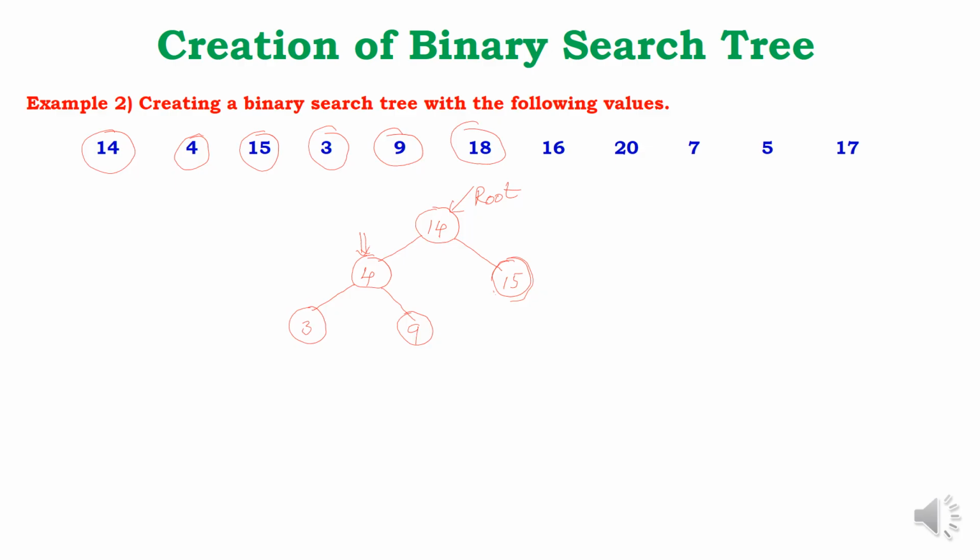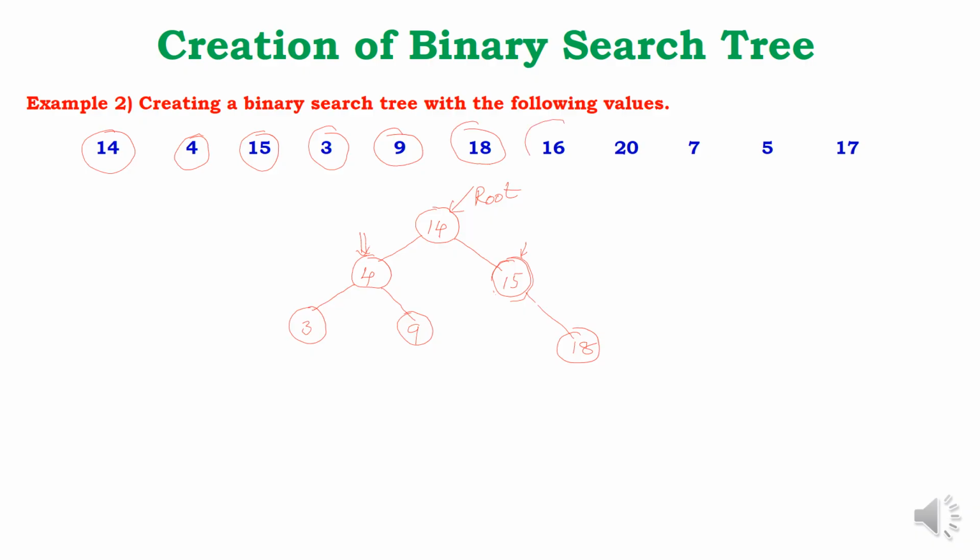Now compare 18 with 15. Is 18 greater than 15 or less than 15? It is greater than 15. It should come in the right side of 15. Is right null? Yes, right is null. So add a node at right side of 15. So 18 is added as right node of 15.